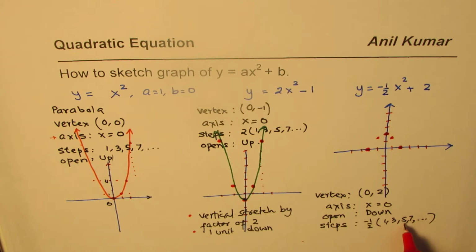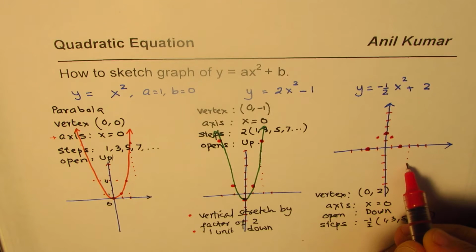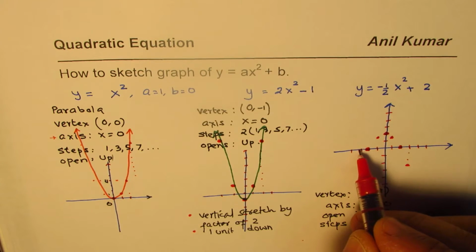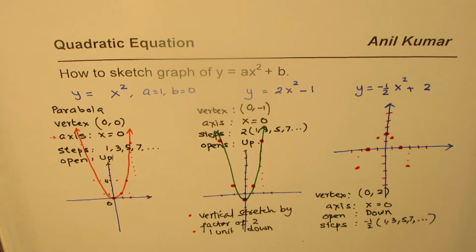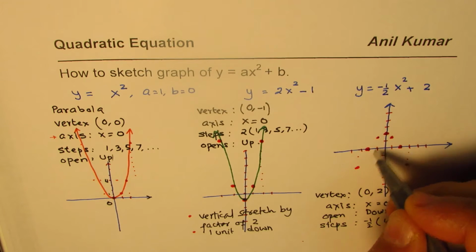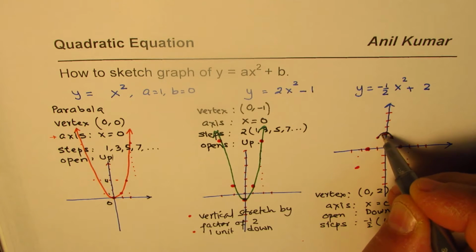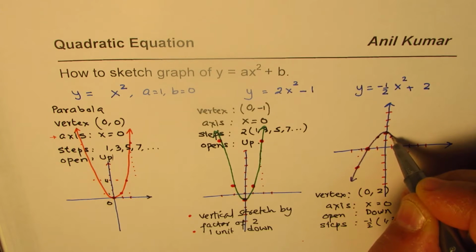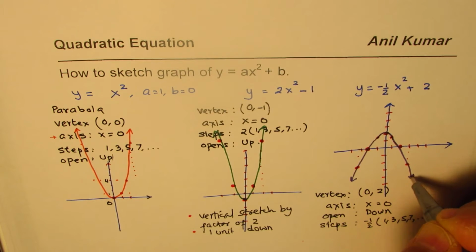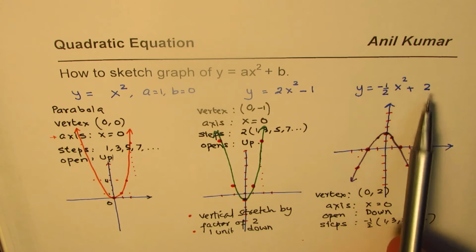Next step is half of 5, which is 2.5. So one step to the right, 1, 2.5. Next step to the left, 1, 2.5. So we get another step here. We can join all these points to get the parabola. It has a curve which is always kind of like this. Don't make a corner here. That is kind of important to understand. And then connect these points. Okay, so you get your parabola which represents minus half x squared plus 2.